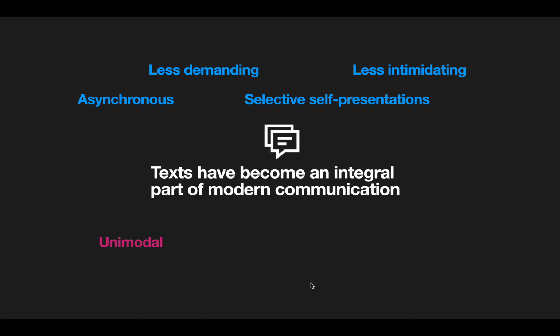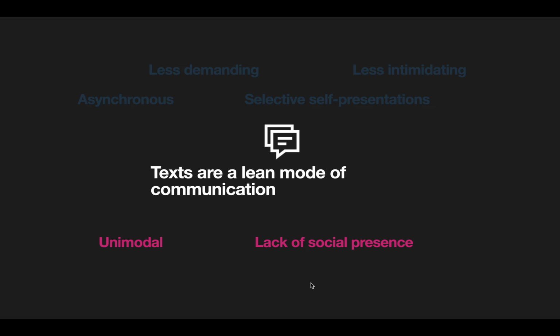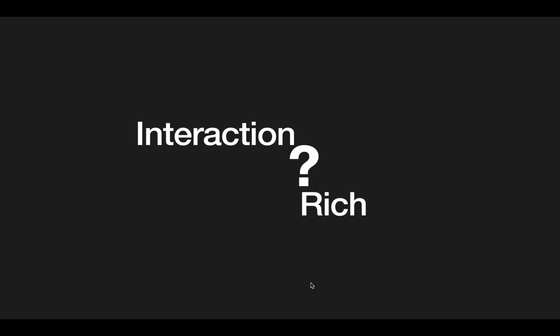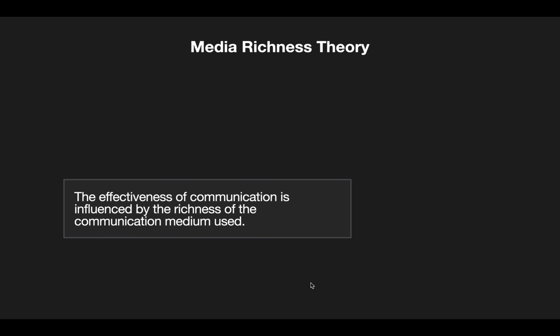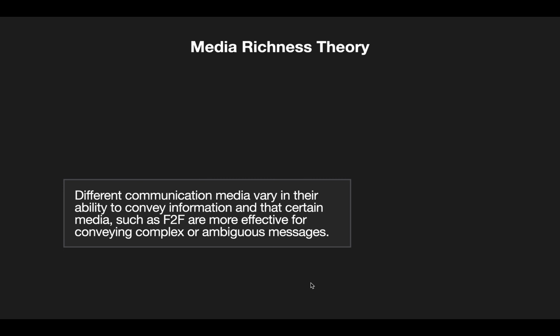However, texts are still unimodal, lacking social presence, which makes them a lean mode of interaction. What do I mean when I say lean or rich interaction? Reflecting back to the 1980s, Daft and Lengel posed a media richness theory, stating that the effectiveness of communication is influenced by the richness of the medium used. Since different media vary in their ability to convey information, certain media, such as face to face interactions, are more effective for conveying complex messages.